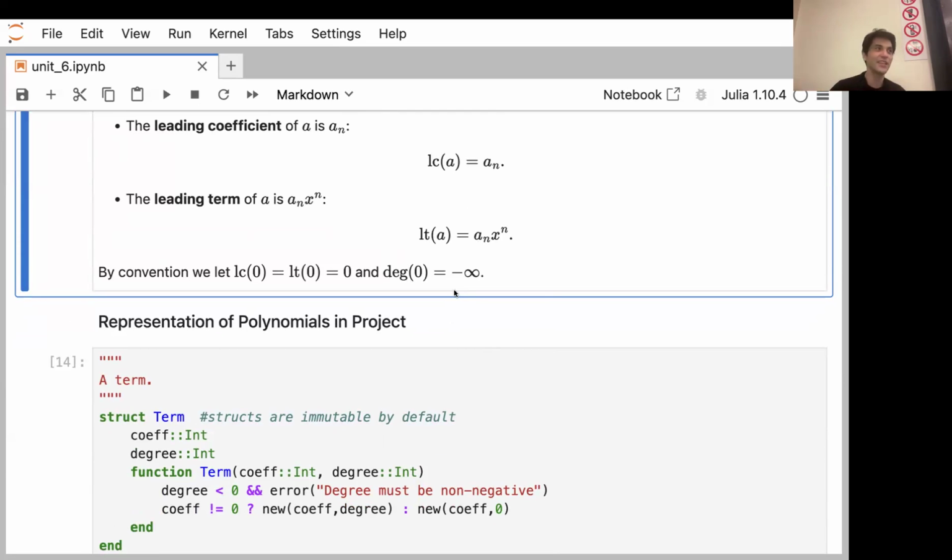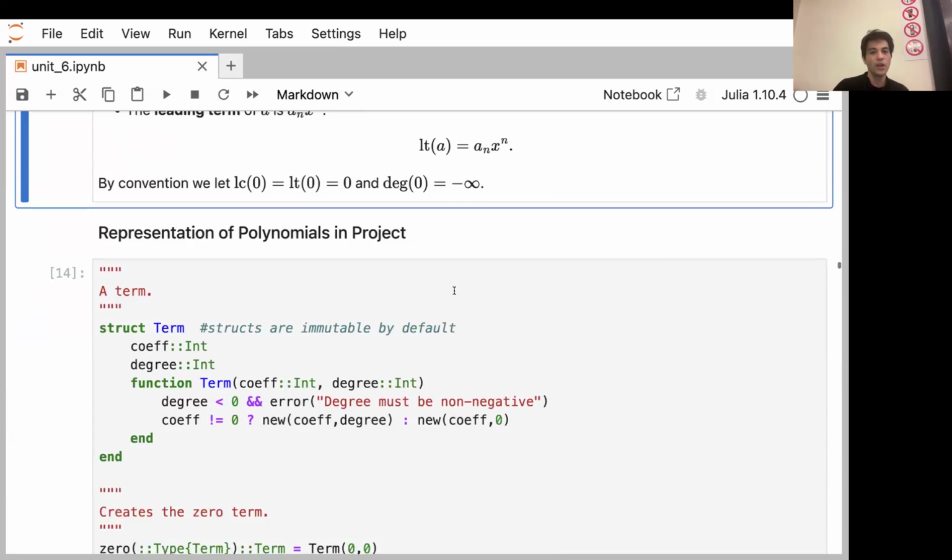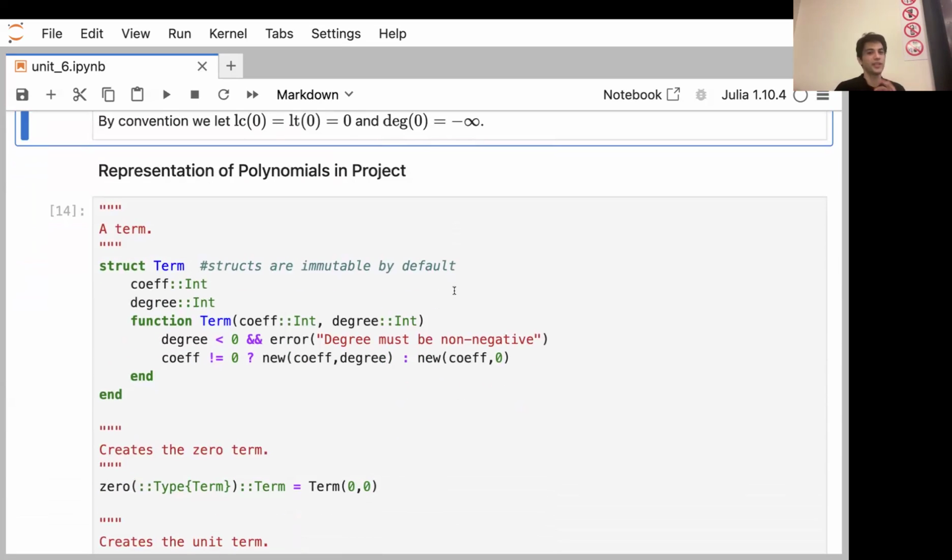A lot of bugs I've seen from previous years is people allowing multiple versions of zeros to exist, right? But we can be smart about how we set up interfaces to outright make it impossible for a user to define something like that. Okay, so here are the representations of polynomials in the project.